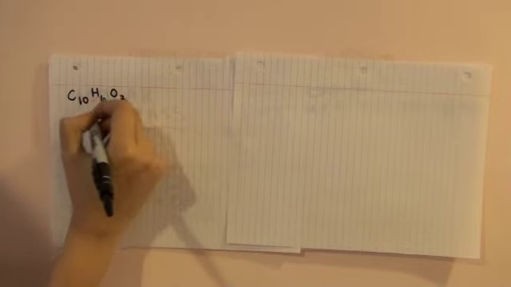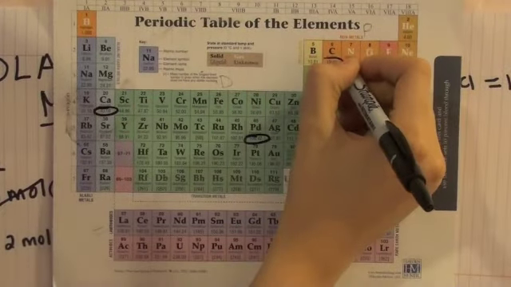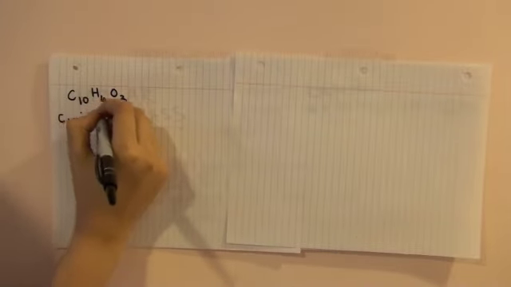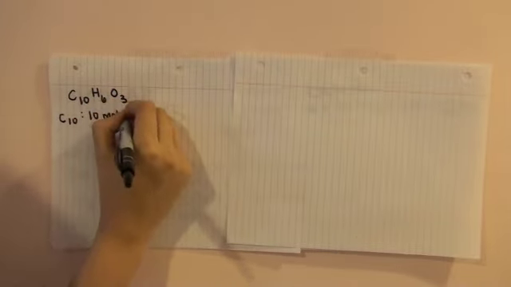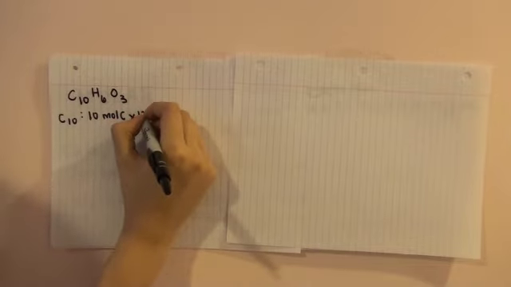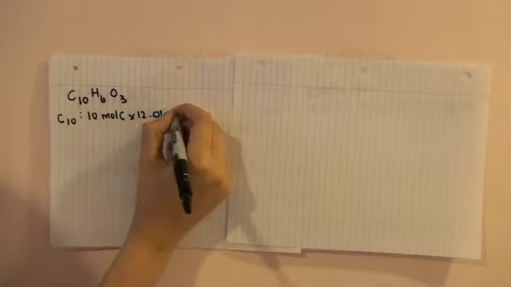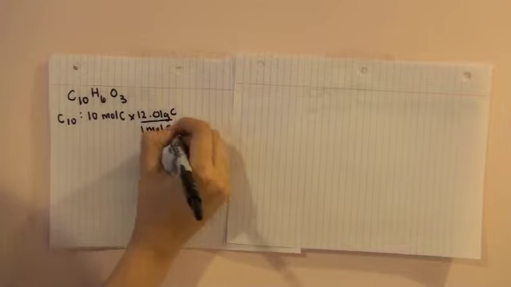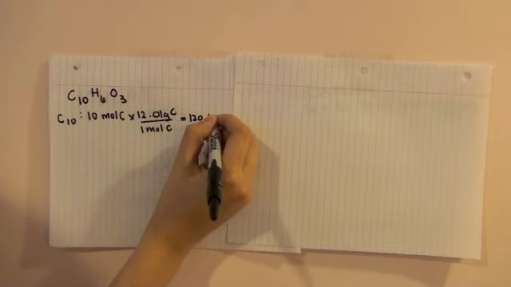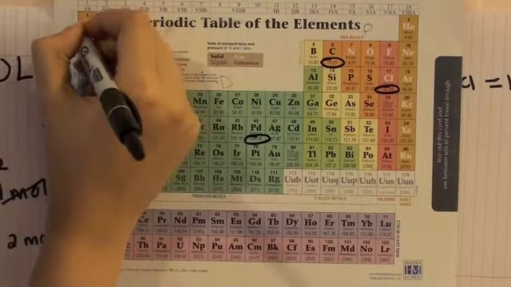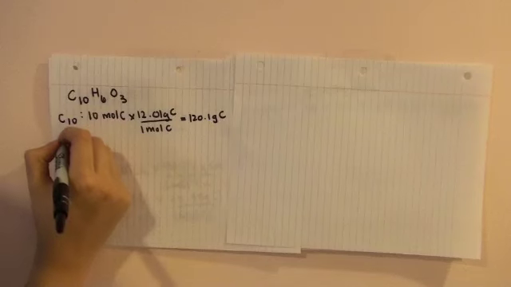Now let's try something a little bit harder, like C10H6O3. So we go back and find our carbon atomic mass. And so this time we have 10 moles or atoms of carbon multiplied by 12.01 grams of carbon per 1 mole of carbon. So we get 120.1 grams of carbon.